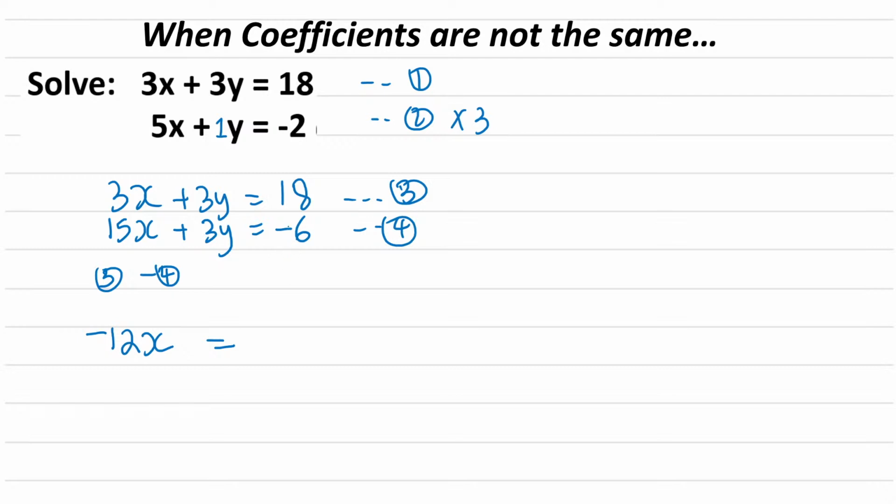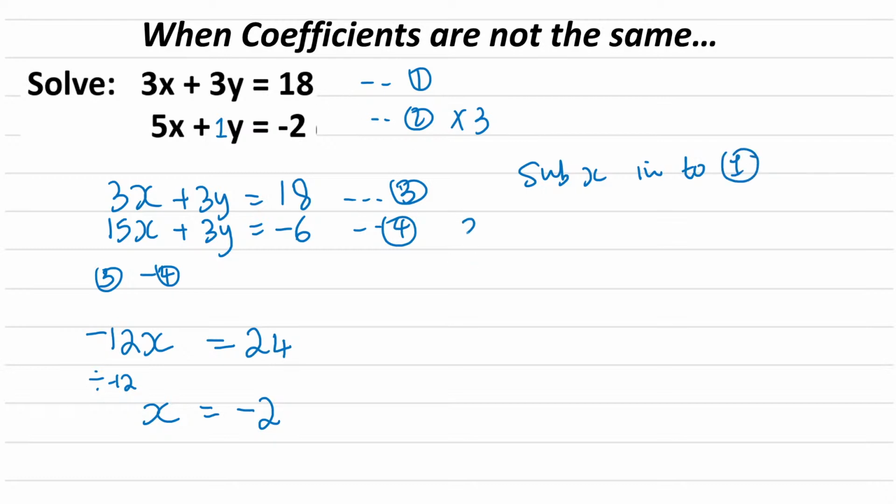So now I have 18 plus 6, which is 24. I need to divide by negative 12 both sides. So now I have x equals negative 2. Now you have x, you're going to sub x in. We can choose which one we want to use. I'm going to use equation 1. So sub x into 1, our original one.